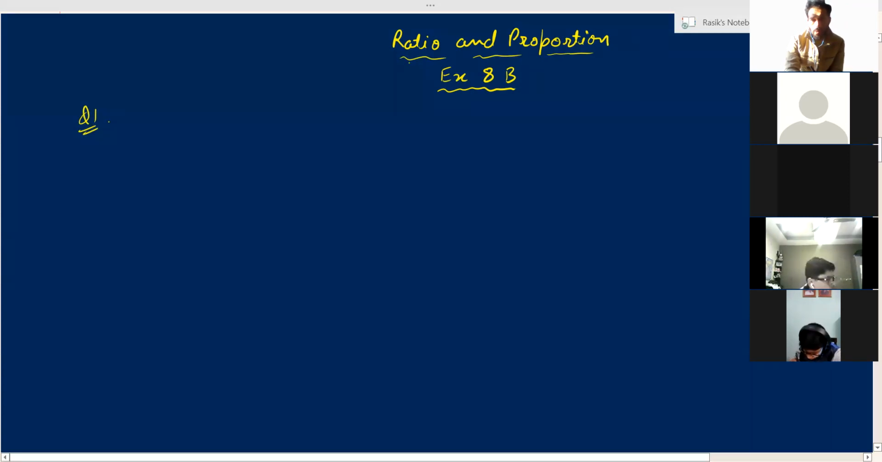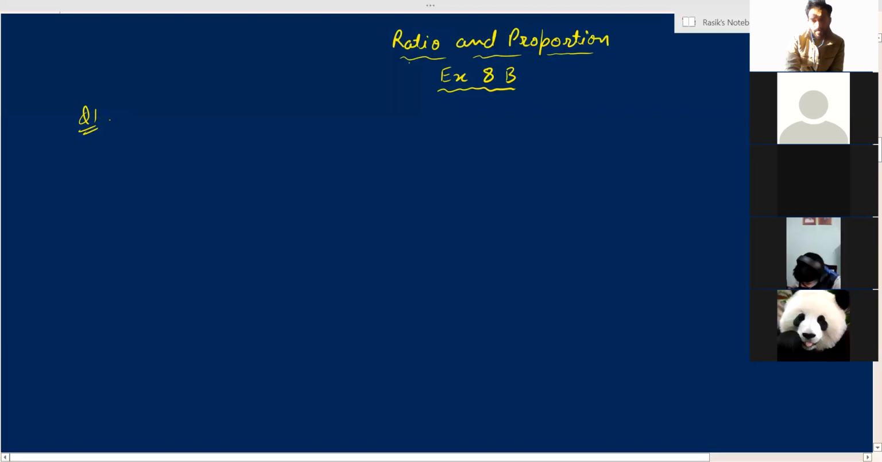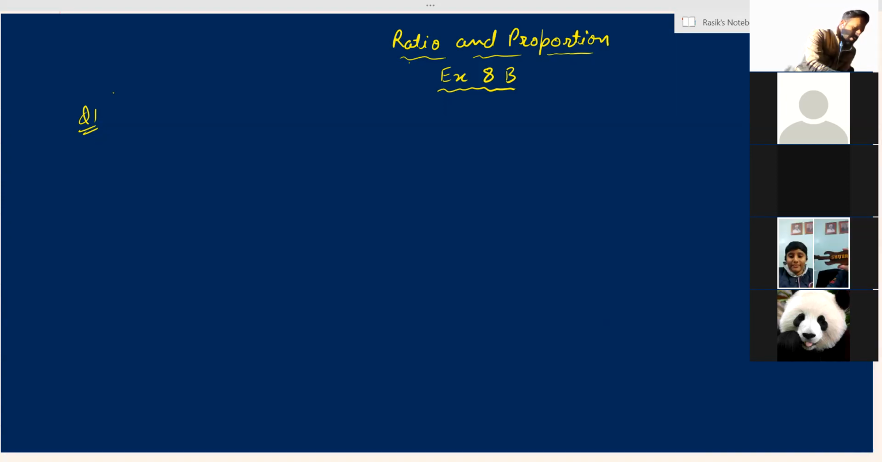Sir, I wasn't able to write all the concepts. Sir, can you write the concepts again? Beta, I am sending you a picture. You can write from page number 125. Open page number 125 in your book and look at the bottom. There is the heading Proportion. Write down this whole part till solved examples. Whatever is above solved examples, you have to write.